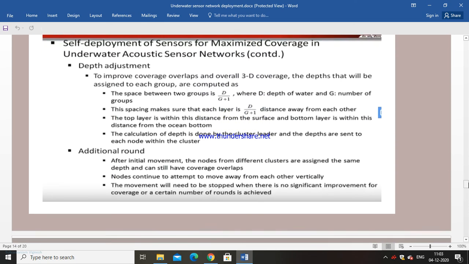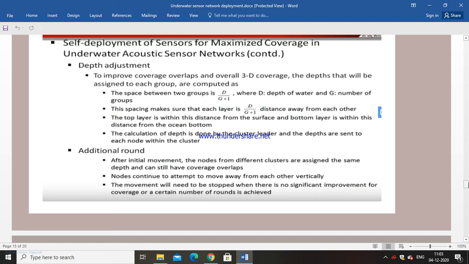Then depth adjustment. To reduce coverage overlaps and improve overall 3D coverage, the depth assigned to each group is computed. The space between two groups is d divided by g plus 1, where d is the depth of the water and g is the number of groups. This spacing makes sure that each layer is d divided by g plus 1 distance away from each other. The top layer is within that distance from the surface and the bottom layer is within that distance from the ocean bottom. The calculation of the depth is done by the cluster leader and the depths are sent to each node within the cluster.